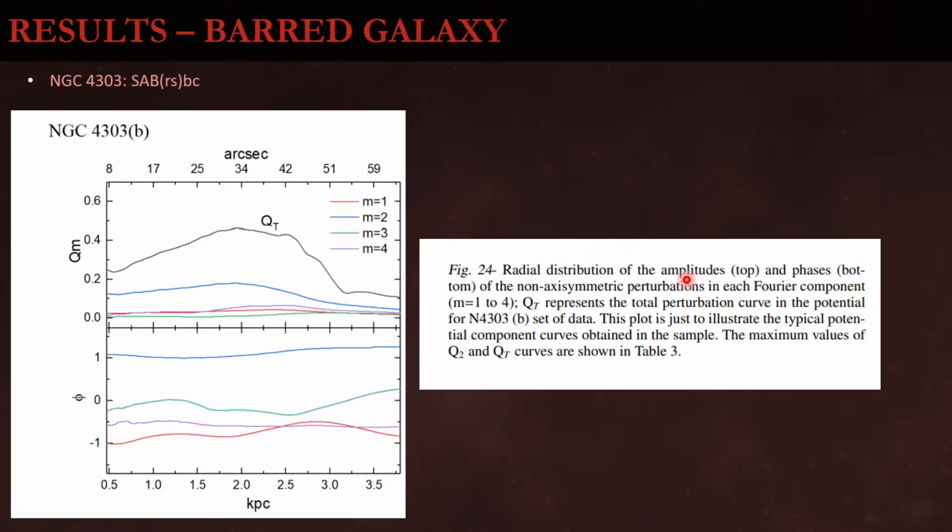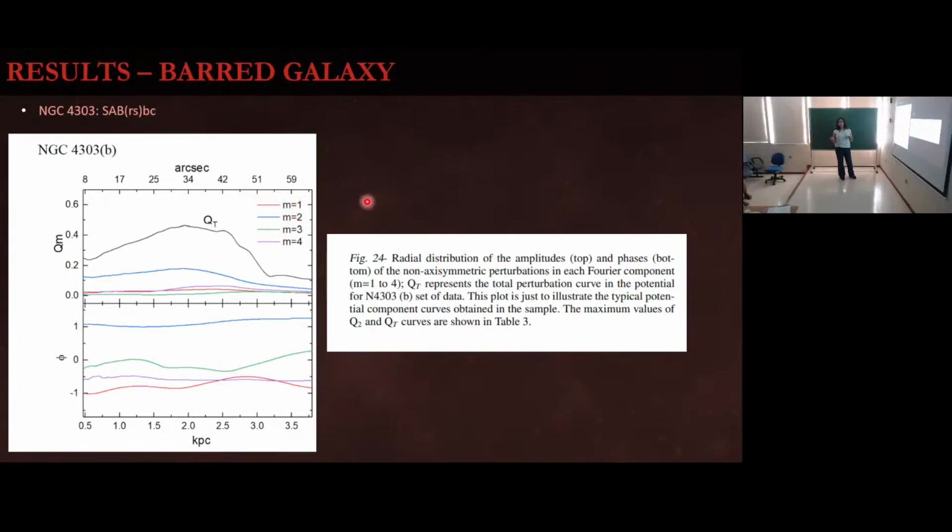Oops, sorry. So, as I said, we also analyze the amplitudes of the harmonic modes from the Fourier transform. Each one of them represents an asymmetry or symmetry. In this case, obviously, we have m equal 2, which is the symmetry. In this case, it represents the bar, okay?